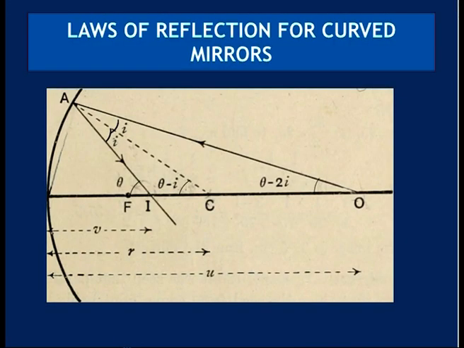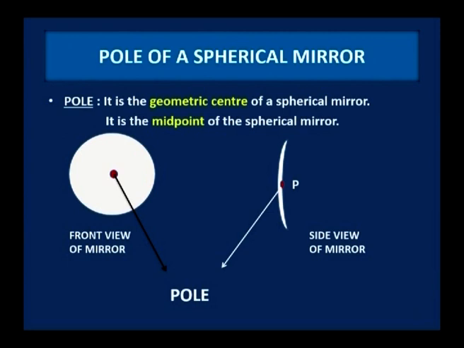Having understood this concept children, let us go into understanding more important concepts, that is the terminology related to the spherical mirrors. Okay children, so it is the geometric center of a spherical mirror. The pole is defined as the geometric center of the spherical mirror, or we can also say that it is the exact midpoint of the spherical mirror. So if you have a mirror, then the exact midpoint of the mirror is called the pole of the mirror.